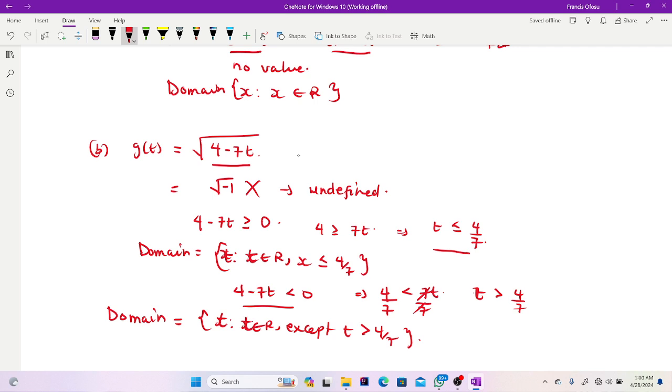So if you have 4 minus 7t greater than or equal to 0 as your method of finding the domain, then the domain simply becomes t such that t is a member of all real numbers where t is less than or equal to 4 over 7. This is right. If you also choose to use 4 minus 7t less than 0, then your final domain becomes t such that t is a member of all real numbers except t greater than 4 over 7. This is the end of this session.